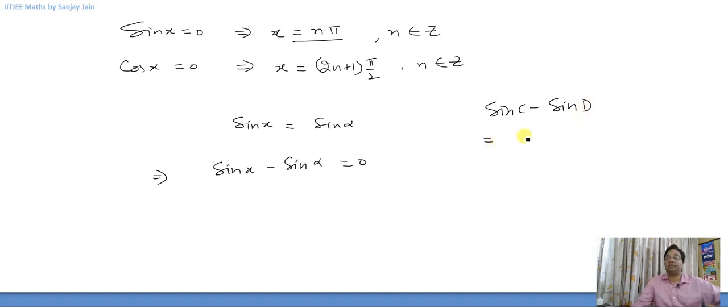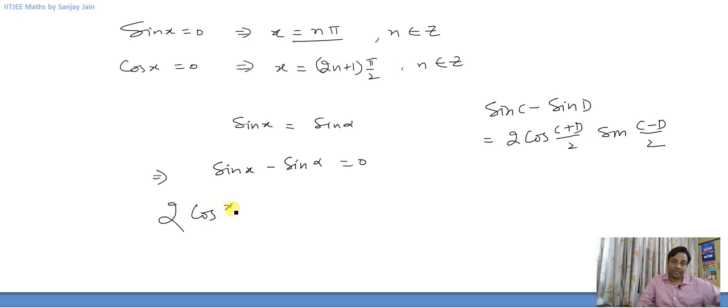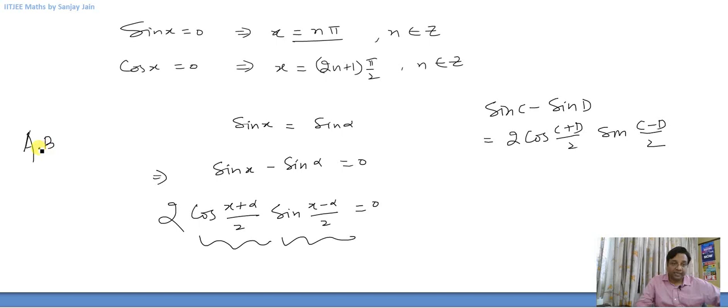What is sine c minus sine d? 2 cos c plus d by 2 sine c minus d by 2. So I am applying it here. 2 cos x plus alpha by 2 sine x minus alpha by 2, and it is equal to 0. Now it is in product form. While solving trigonometric equations, my endeavor should be to bring it in product form, that a into b is equal to 0, so that I can say that either a equal to 0 or b equal to 0. So this will give me my solution, right?